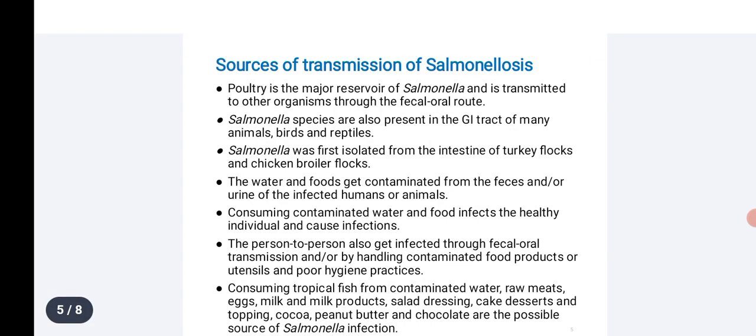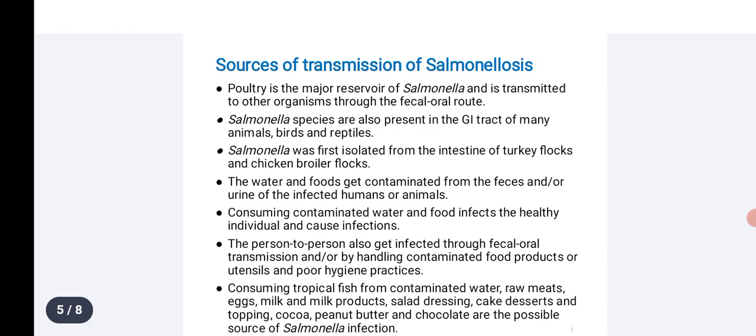So next are the sources of transmission of Salmonella diseases. Poultry is a major reservoir of Salmonella and is transmitted to other organisms through the fecal-oral route. Salmonella species are also present in the gastrointestinal tract of many animals, birds and reptiles. Salmonella was first isolated from the intestine of turkey flocks and chicken broiler flocks. Water and foods get contaminated from the feces and or urine of infected humans or animals. Consuming contaminated water and food infects healthy individuals and causes infection.